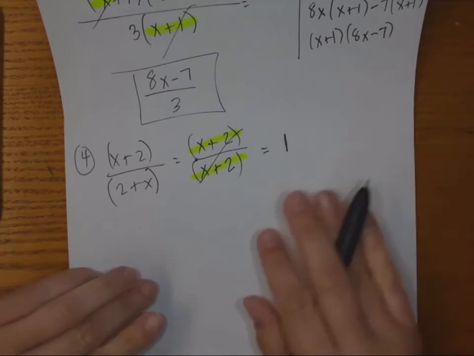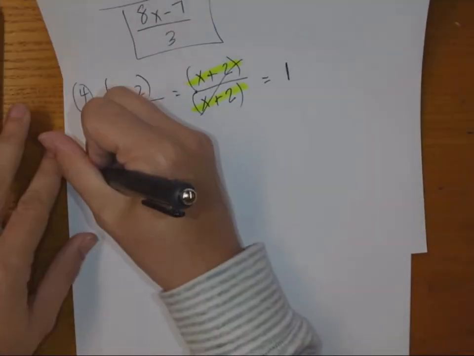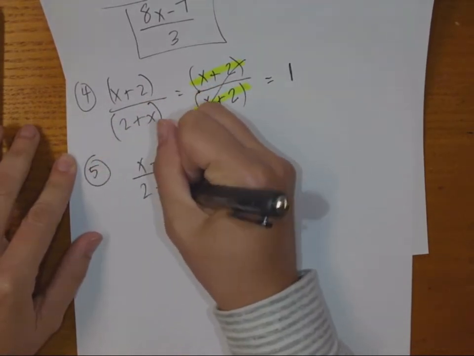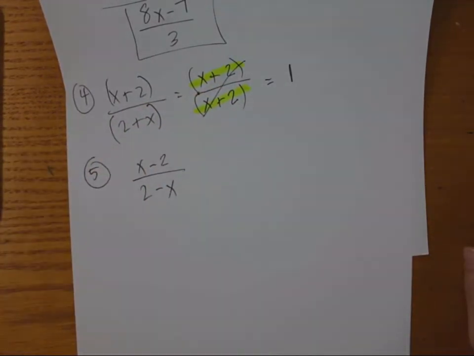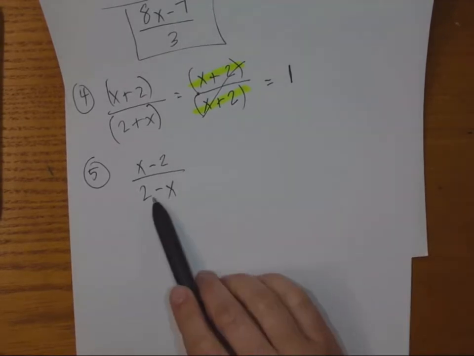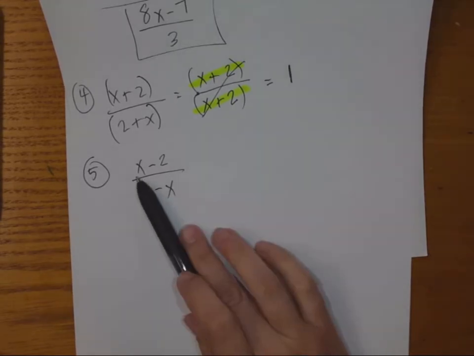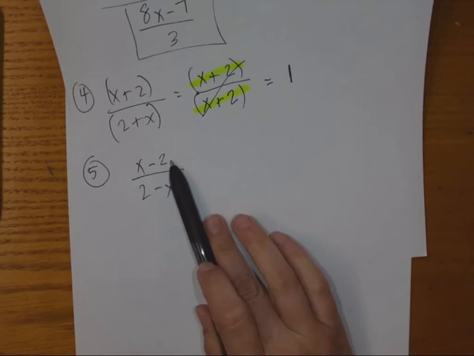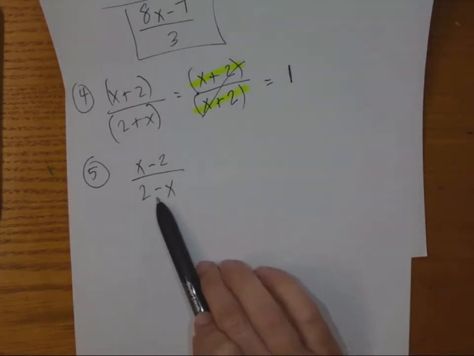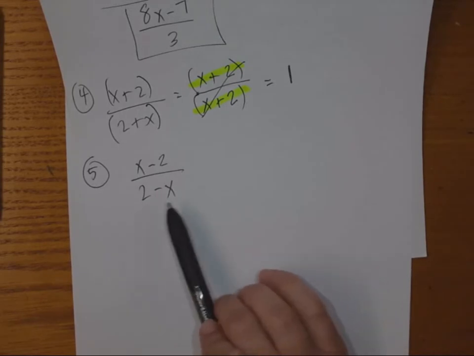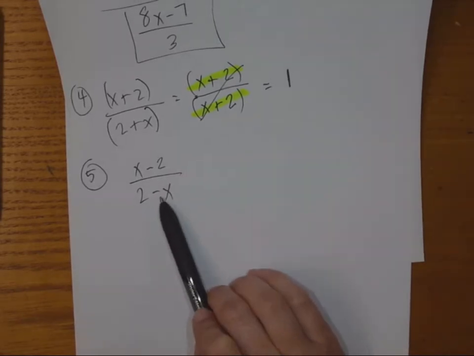Okay, similarly, if I had the problem x minus 2 over 2 minus x, are those exactly the same? The answer for that is no. I cannot just cancel those out there, and the reason why is because subtraction is not commutative. If I put in a number for x, 5, 5 minus 2 is 3. On bottom, what's 2 minus 5? Negative 3. So they're not exactly the same. I can't just move them around and get the same thing.